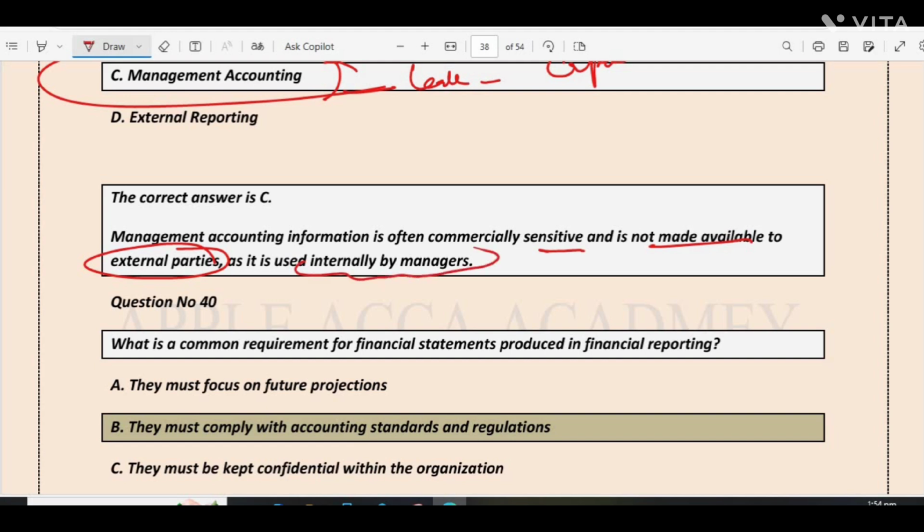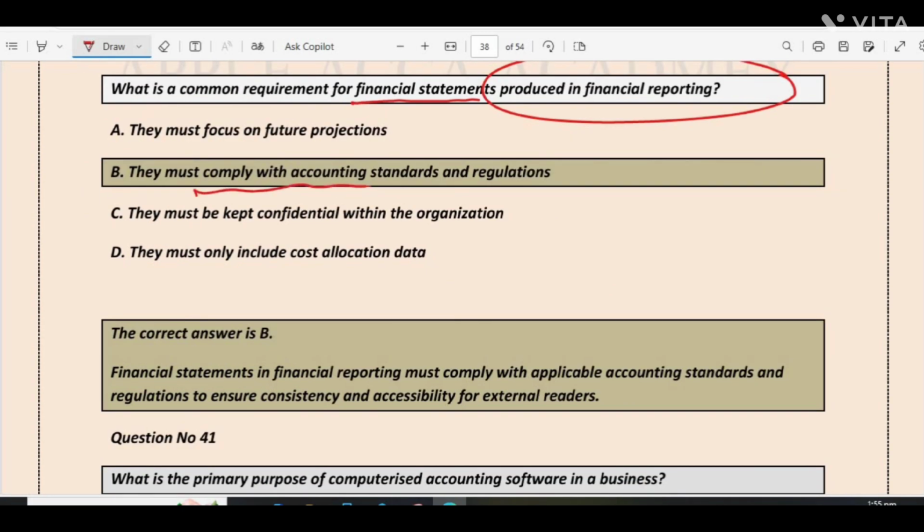MCQ number 40. What is the common requirement for financial statements produced in financial reporting? So they must comply with accounting standards and regulations, and that is IAS, IFRS.